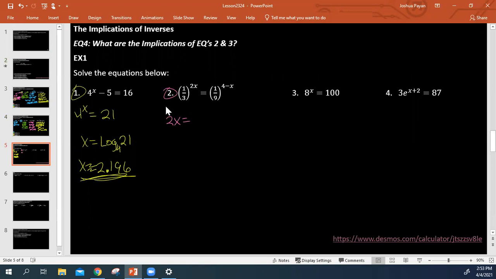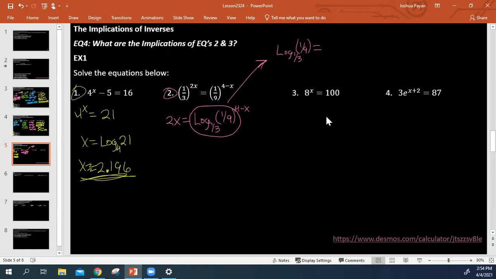So that's just going to be 2x is equal to log base 1/3 of 1/9 all raised to the 4 minus x. So this is where it's going to get a little bit tricky and complicated. So I have to think separately. So 1/3 to what power gives me 1/9? We're not worried about this 4 minus x just yet. All I'm worried about is canceling here. So if I look at this separately over here, log base 1/3 of 1/9.